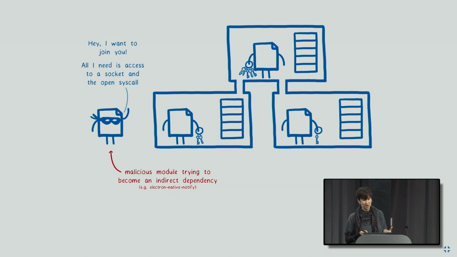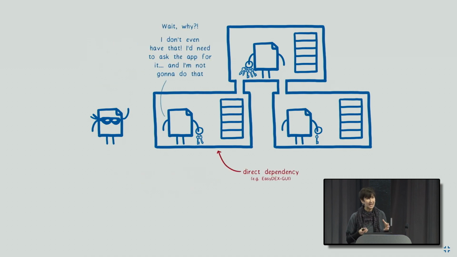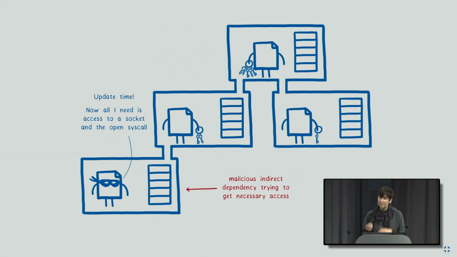If Electron Native Notify had asked for those kinds of permissions at the start, that would have been a serious red flag. The maintainers of the dependency that was in that wallet probably wouldn't have accepted it into their own dependency tree. If the malicious maintainer had tried to slip this access request in after having gotten it into the dependency tree, then that would have been a breaking change.